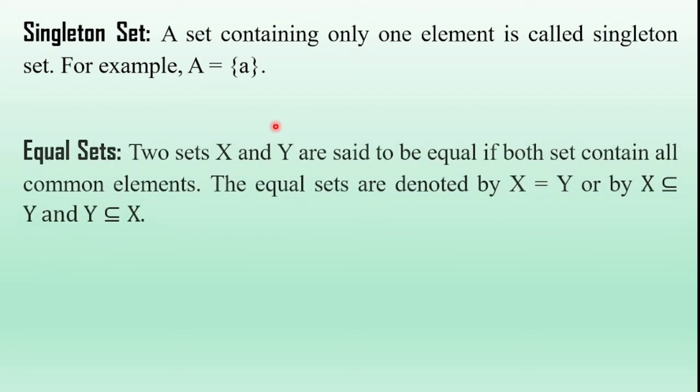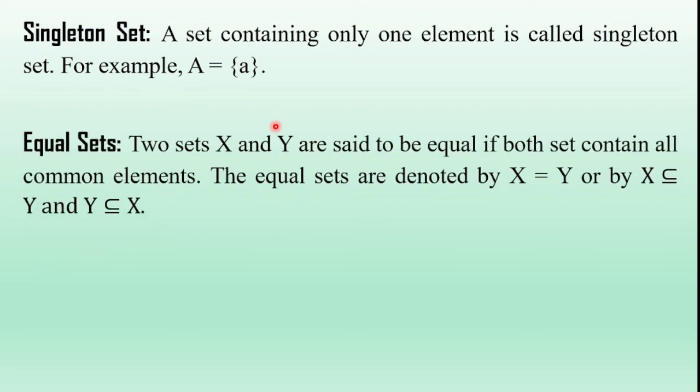The next definition is equal sets. Let us consider two sets X and Y. They are said to be equal if both sets contain all common elements. Equal sets are denoted by X = Y, or by X is a subset of Y and Y is a subset of X. Both the sets are equal.